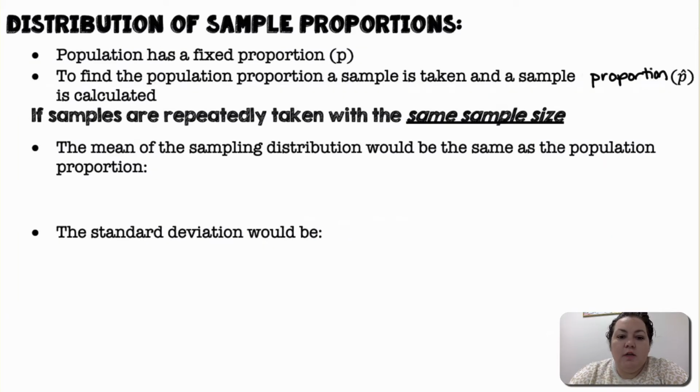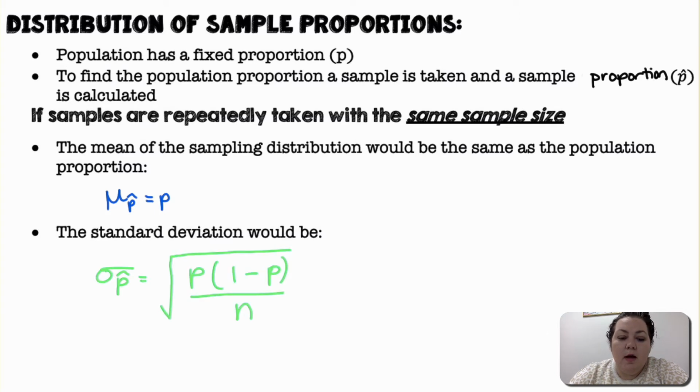The distribution of sample proportions. The population has a fixed proportion. We call that P. To find the population proportion, a sample is taken and a sample proportion, P hat, is calculated. If samples are repeatedly taken with the same sample size, all right, then the mean of the sampling distribution would be the same as the population proportion. So mu of p hat would be equal to p if we know p. The standard deviation would be the square root of p times 1 minus p over n.